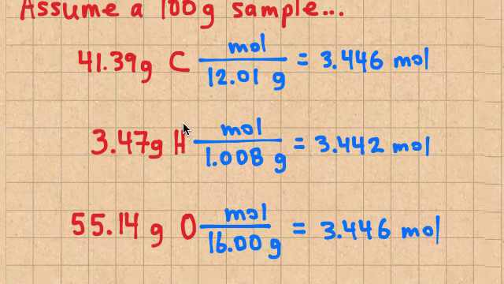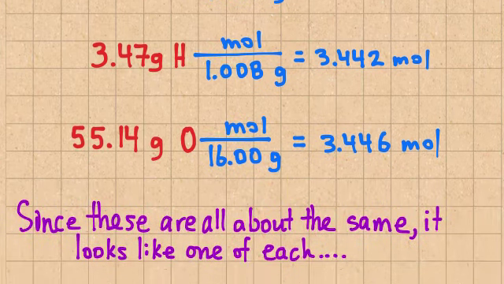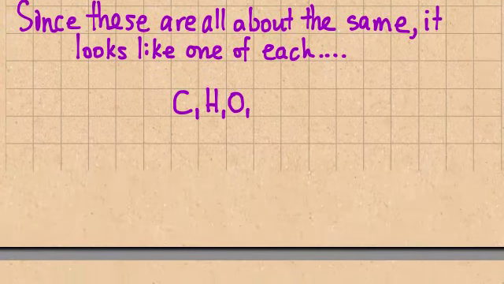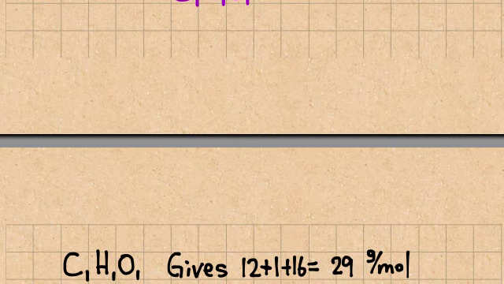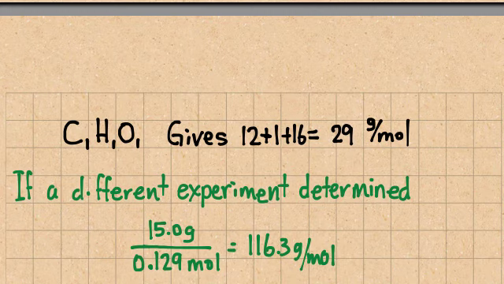And now just like before, but wait a minute, this one and this one and this one are all very close to within experimental error. That last digit is a little bit variable. So this one compared to 3.442, this one compared to 3.442, and this one compared to 3.442, comparing them all to the smallest number, is very, very close to 1. But there really can't be a C1H1O1. There must be something more to it than that. For one thing, that molar mass adds up to 29. But perhaps in a different experiment, as I've been mentioning, we find the molar mass to be 15 grams is 0.129 moles. And that will come out to 116 grams per mole.